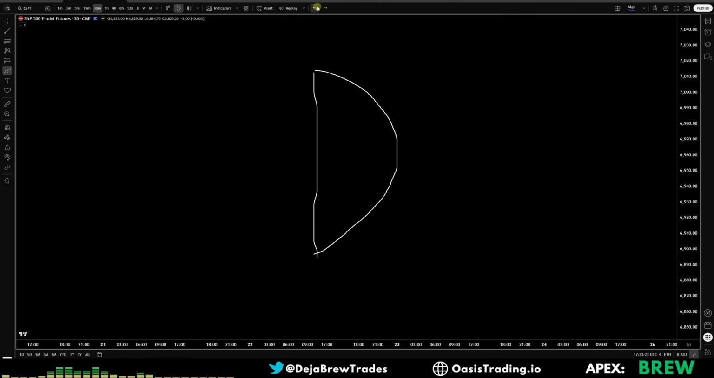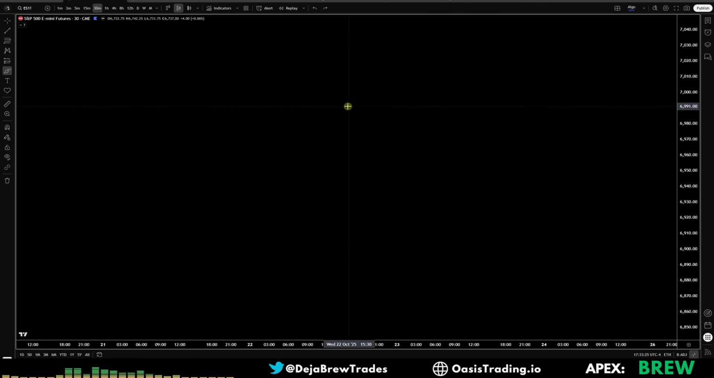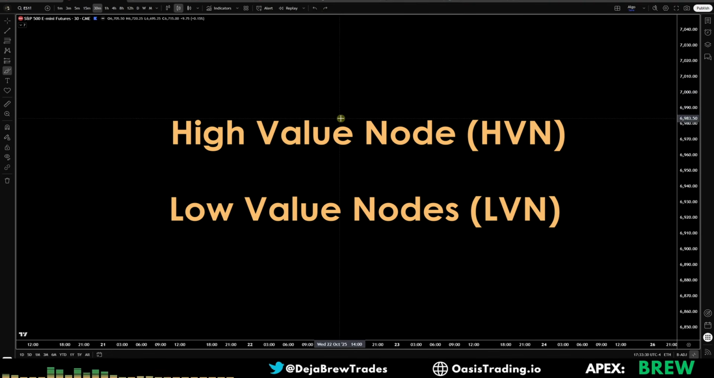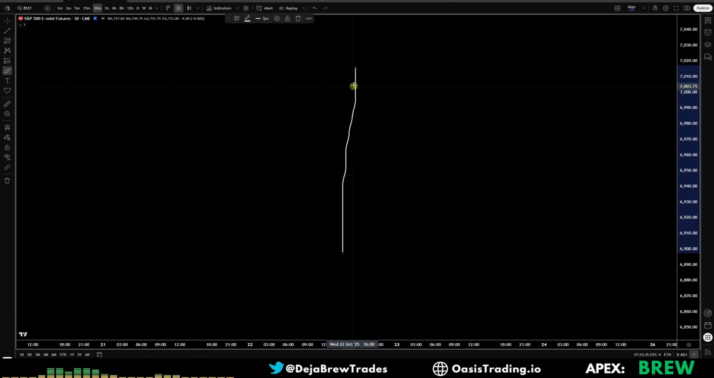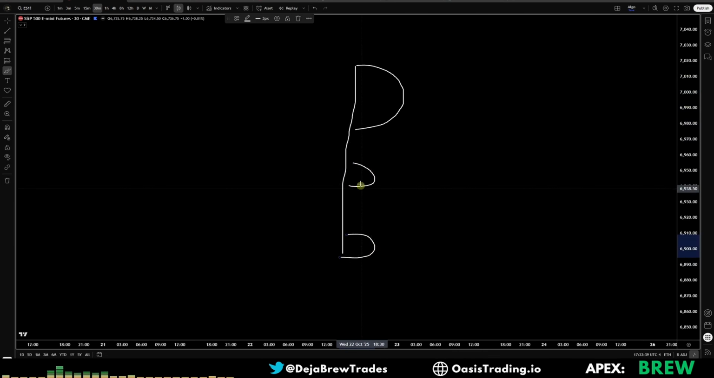Now, what are some other terms you need to understand? Other terms are known as HVNs and LVNs, high volume nodes and low volume nodes. Let's say we have a profile that looks like this, where we have a couple of smaller nodes on the low of day and the middle of the day, and we have a very large node on the high of day towards that upper portion of that day. This would create what is known as high volume nodes and low volume nodes.